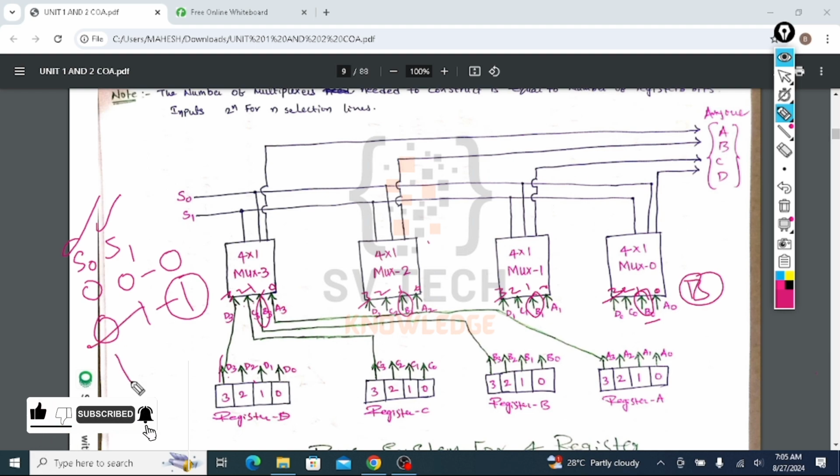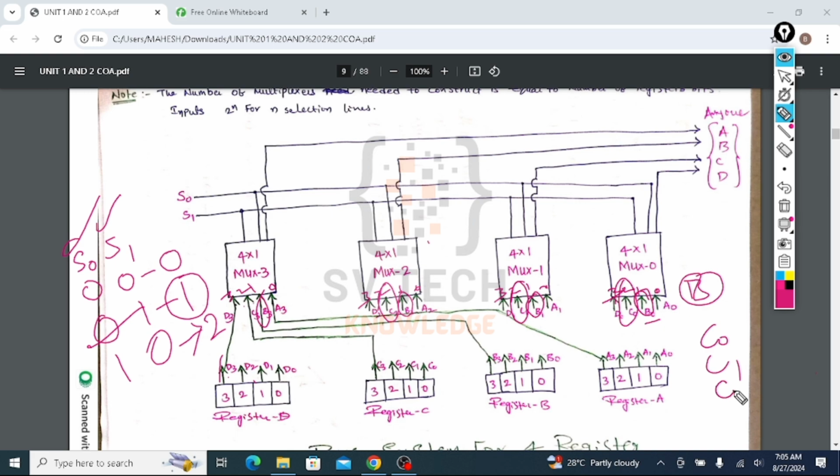If the control signal is 1 and 0, the equivalent decimal number is 2. The second input of every multiplexer will be selected. That is C0, C1, C2, C3. Like this, the C register will be selected.